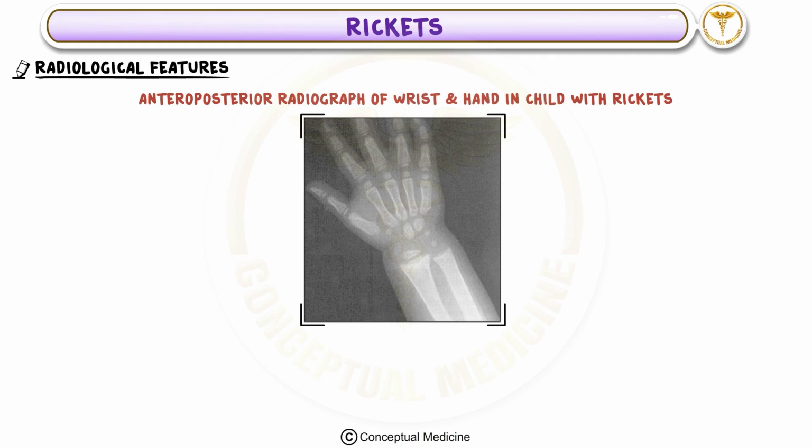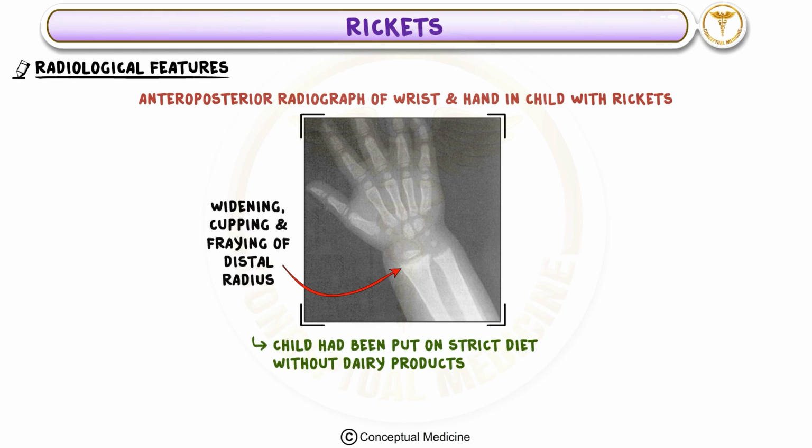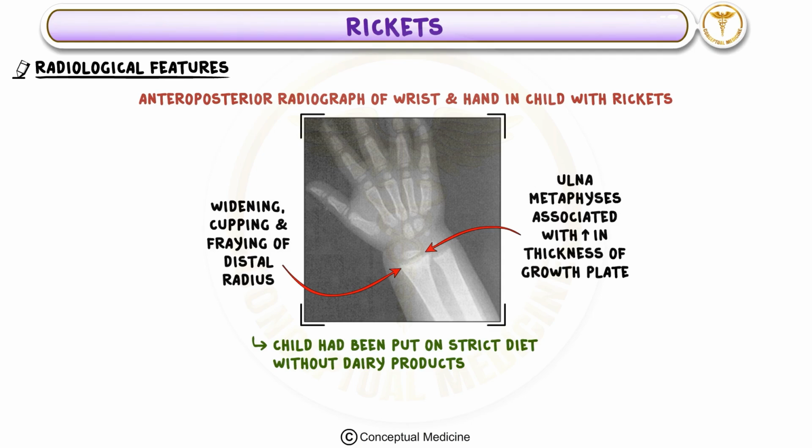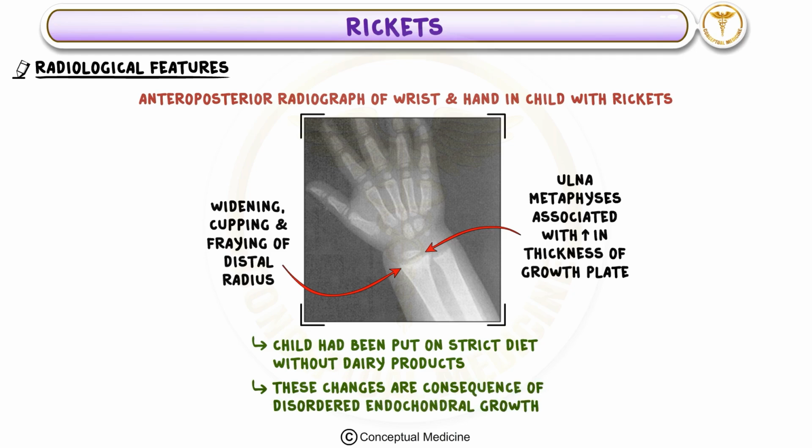A. Rickets. Anteroposterior radiograph of the wrist and hand in a 3-year-old child with nutritional rickets. The child had been put on a strict diet without dairy products. Note the widening, cupping, and fraying of the distal radius (arrowhead) and ulna metaphyses, with an associated increase in the thickness of the growth plate (arrow).